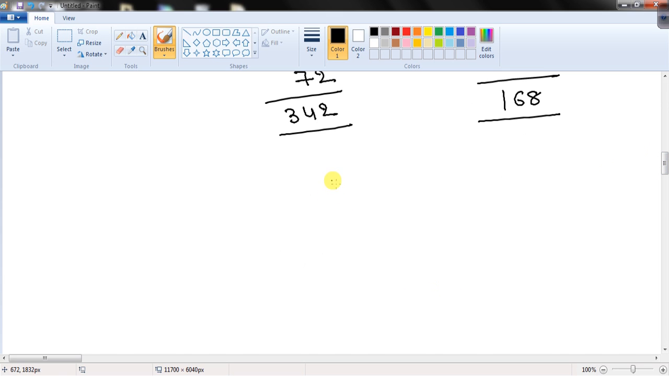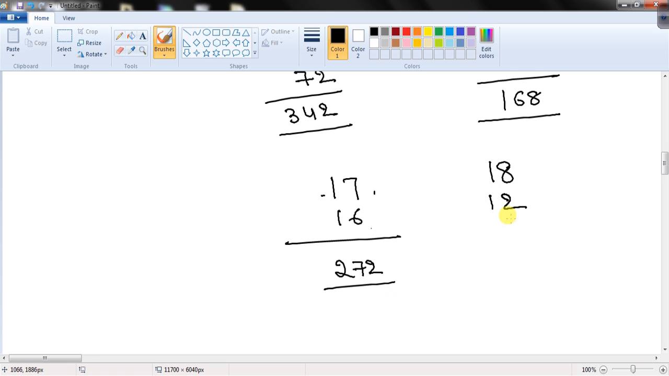Now let us work fast. 17 into 16 without pen and paper. 17 plus 6 is 23, so 230. 7 times 6 is 42, so 272. 18 into 12. 18 plus 2 is 20, so 200. 8 times 2 is 16, 200 plus 16 is 216.